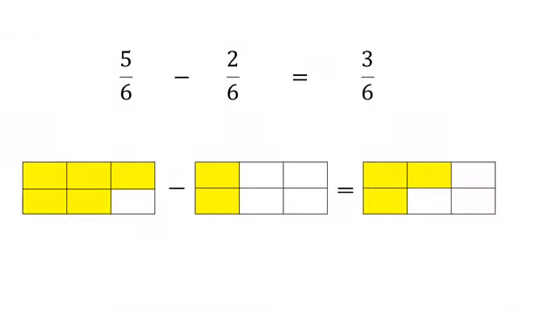In another example of parts shaded in a rectangle, you can see 5/6 parts of the rectangle and 2/6 parts of the rectangle are being subtracted. So what do we get? We get 3/6 part of the rectangle. What you can understand from both these examples, students? Adding or subtracting like fractions is very simple because here we only add or subtract the numerators while keeping the denominators same.